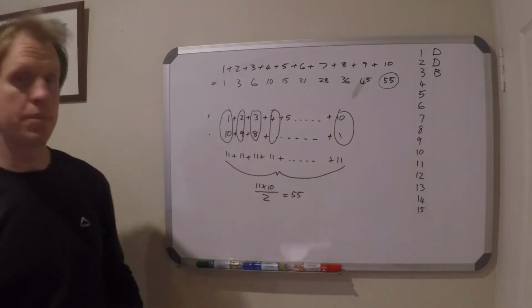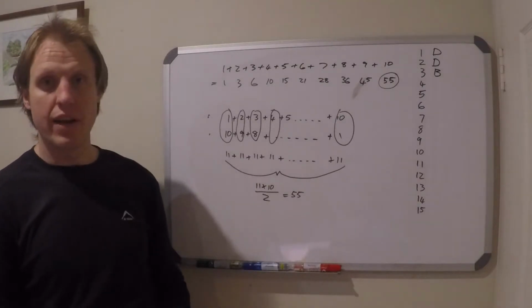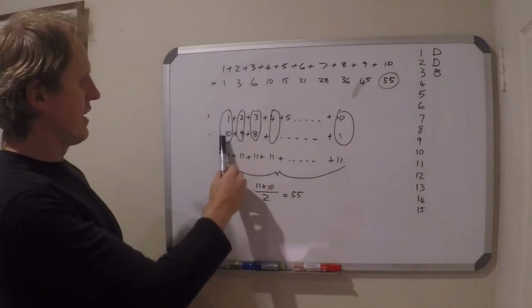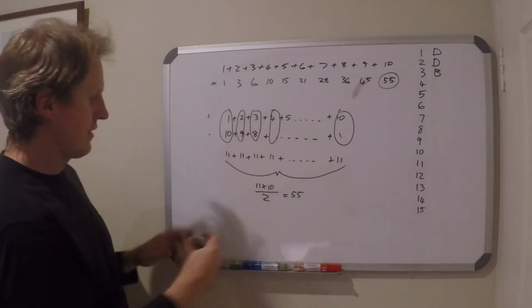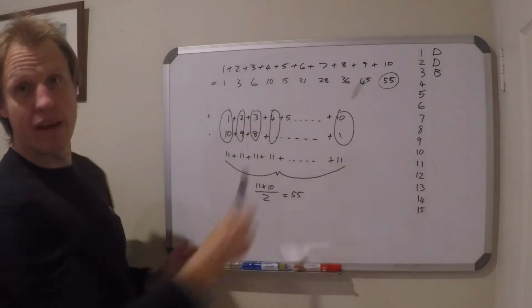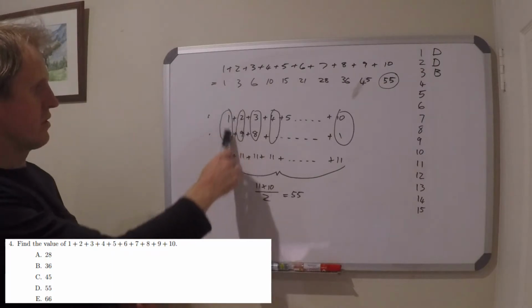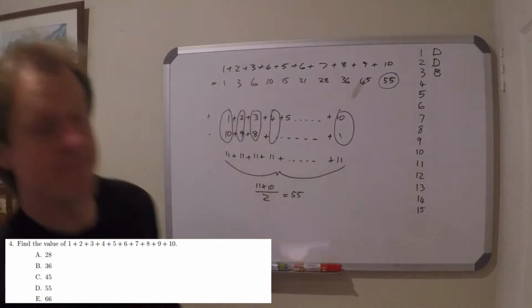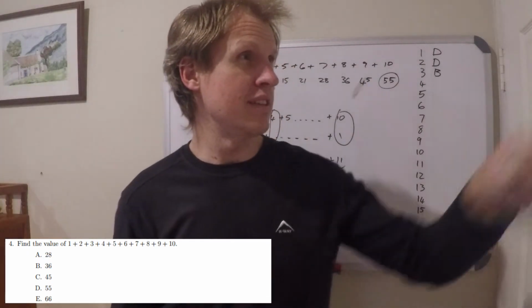And this approach is obviously much more scalable if you ever want to add up very long lists. You take the first number plus the last number. You multiply that by the number of numbers in your list, and then finally you divide it by 2 because you've essentially done it twice. So the answer there is 55, which is D.